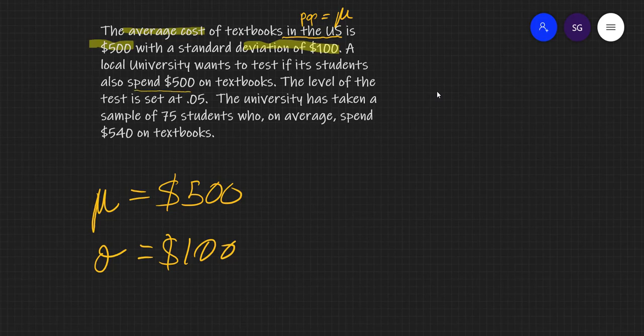A local university wants to test to see if its students also spend $500. This is our comparative statement. This is going to be our hypothesis. We'll get there in a second. The level of the test is 0.05. That means alpha is equal to 0.05.